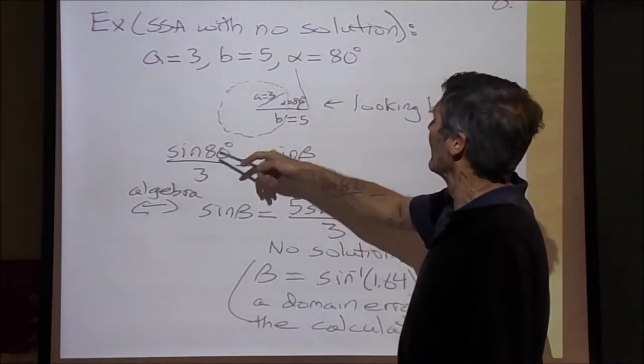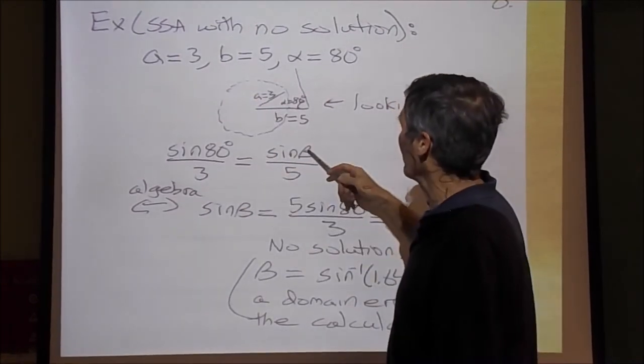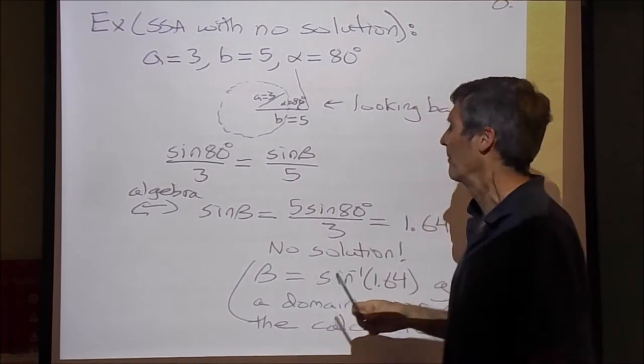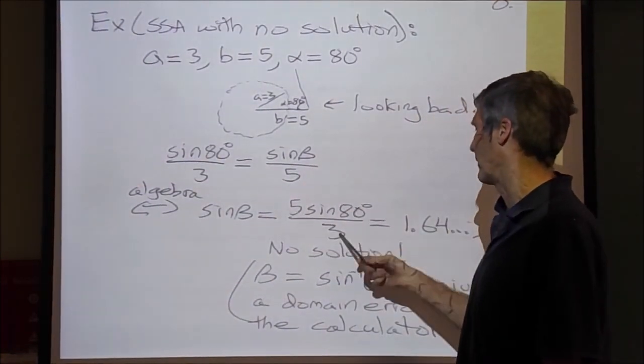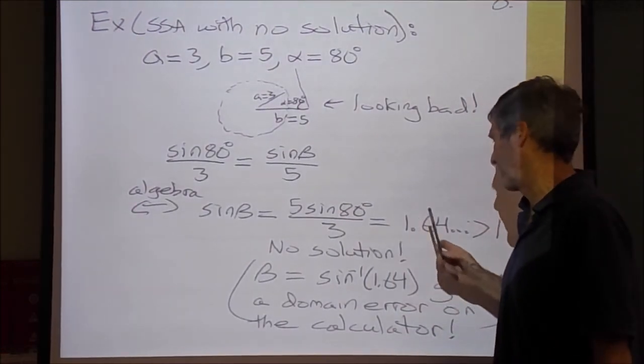Let's check it. Sine of 80, alpha, is to A, 3, and sine of beta is to B, 5. So I put in the three numbers I know, and I try to solve for beta. I multiply by 5, sine beta must be 5 sine 80 over 3, which is 1.64 something. I know immediately now there's no solution.